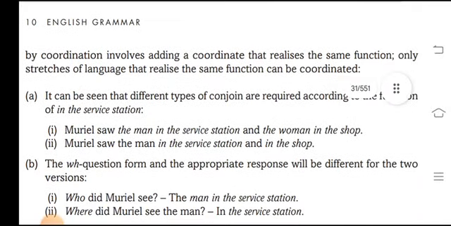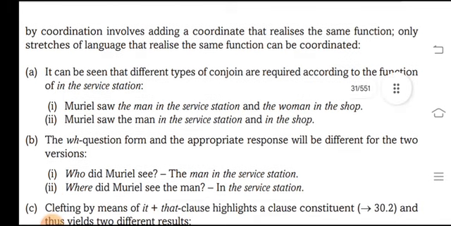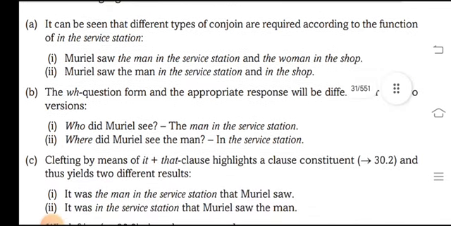Testing by coordination involves adding a coordinated item: only stretches of language that realize the same function can be coordinated. It can be seen that different types of coordination are required according to the functions in the sentence. Muriel saw the men in the service station and the woman in the shops. Muriel saw the men in the service station and in the shop.